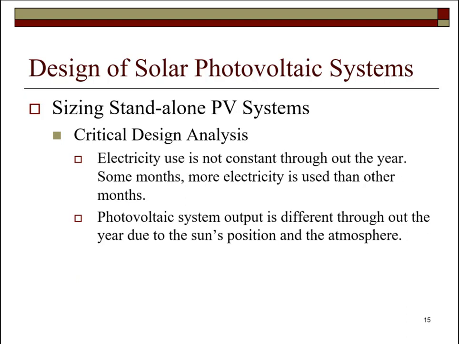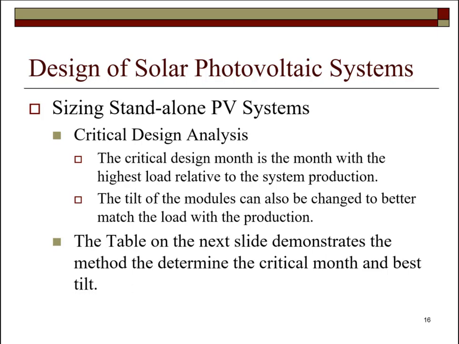Households do not usually use the same amount of electricity month after month. The availability of solar resource is also not consistent month after month. This all must be taken into account with the design of the standalone PV system. When designing a standalone solar PV system, it is necessary to conduct a critical design analysis. This is outlined here. The battery bank must be designed for the month in which there is the most electricity use. The array must be designed for what is termed the critical month.